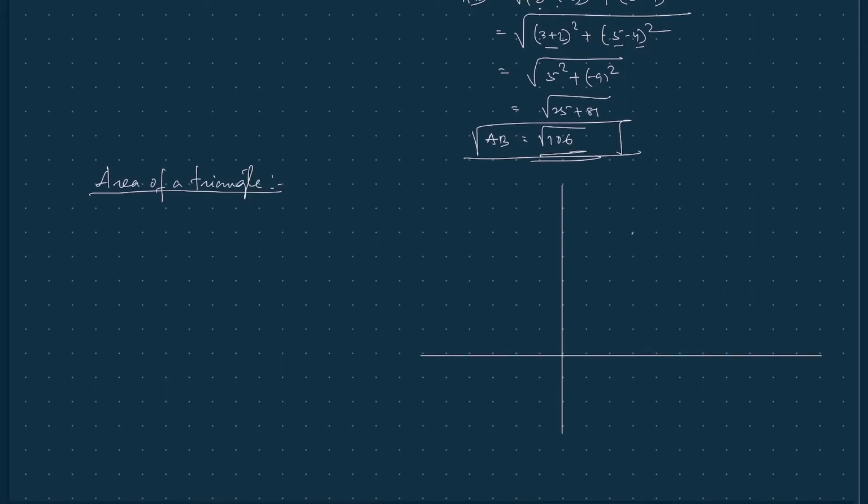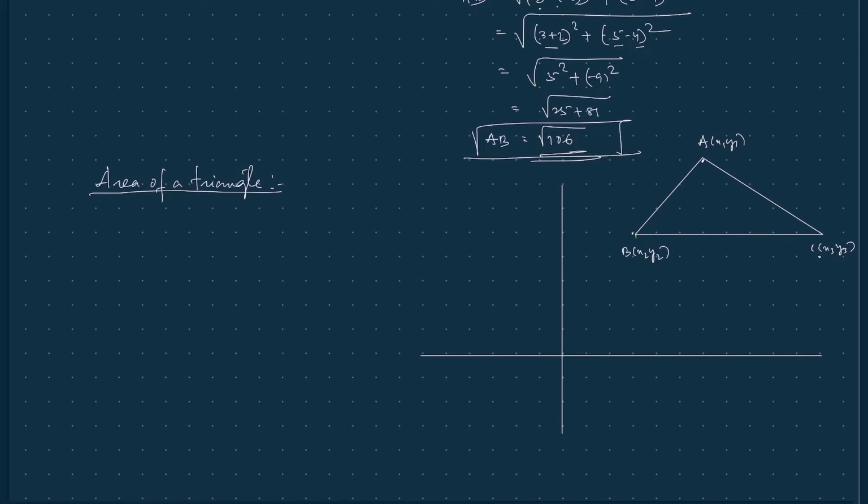Suppose this is A, this is B, and this is C. Now suppose this is a triangle. A is equal to (x1, y1), B will be (x2, y2), C will be (x3, y3). ABC is given to us. Now we need to find the area of this triangle. So can we do it like this?